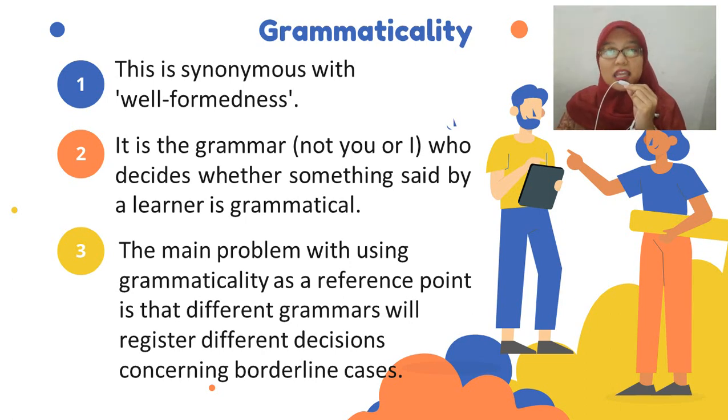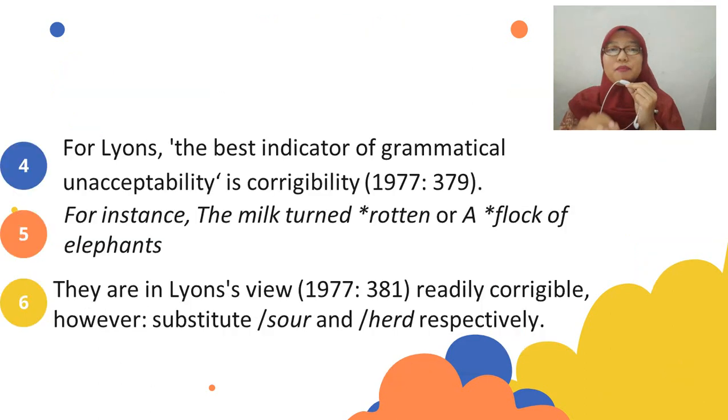What is grammaticality? First, this is synonymous with well-formedness. Second, it is the grammar, not you or I, who decides whether something said by a learner is grammatical. Third, the main problem with using grammaticality as a reference point is that different grammars will register different decisions concerning borderline cases. Fourth, for Lyons, the best indicator of grammatical unacceptability is corrigibility, 1977, page 379.